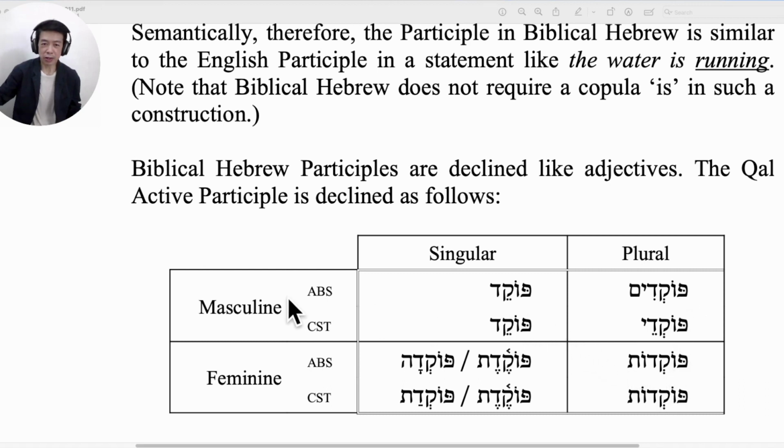So for the masculine singular form, there are absolute as well as construct forms. For the absolute form for masculine singular, it's qotel. For the construct form for masculine singular, it's qotel. For the plural form of masculine absolute, it's qotelim. And for the plural form of the construct form of the masculine plural, the mem is dropped. For the feminine singular absolute, it's qotelet. Also, qotla. For the construct form for feminine singular, it's qotelet.